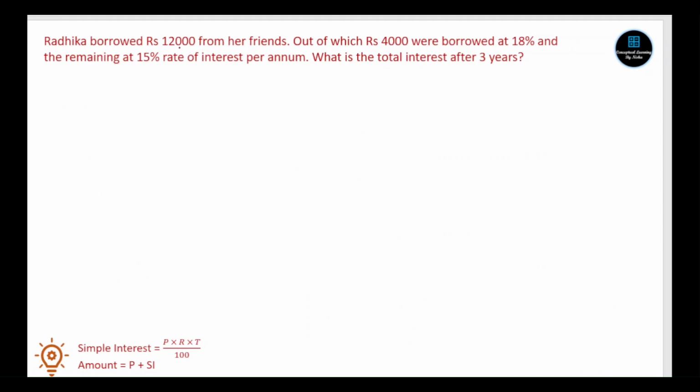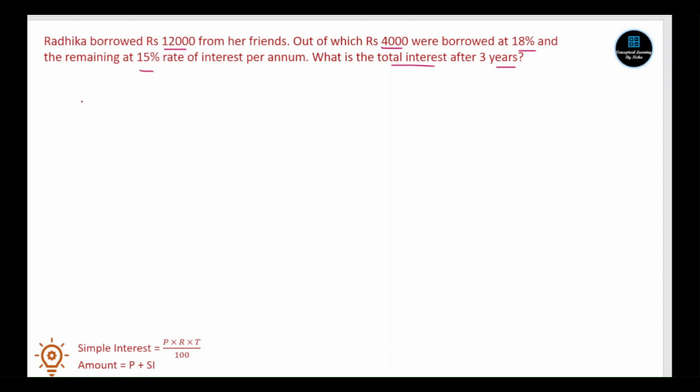Radhika borrowed 12,000 from her friends, out of which 4,000 were borrowed at 18% and the remaining at 15% rate of interest per annum. What is the total interest after 3 years? So let's list down everything, okay? So see, 12,000 was borrowed, but that is divided in two parts, 4,000 and the remaining is 8,000.